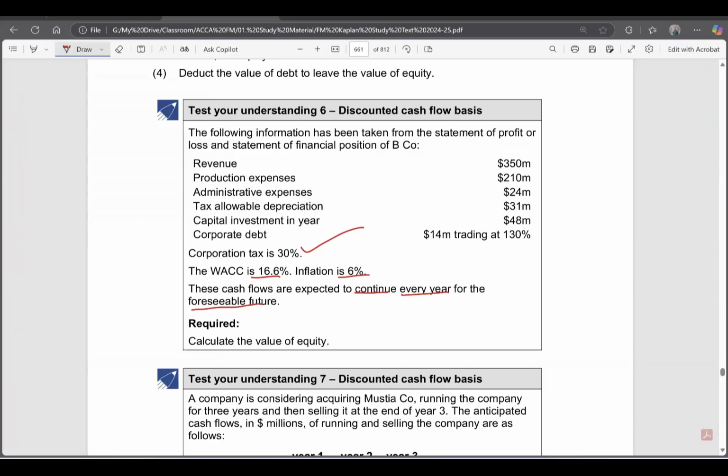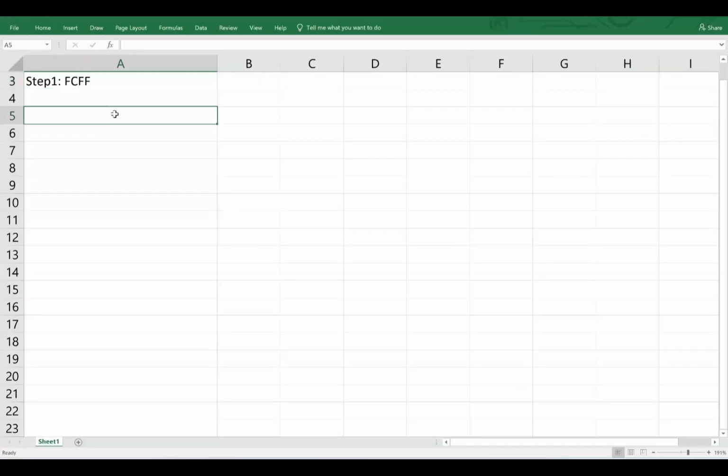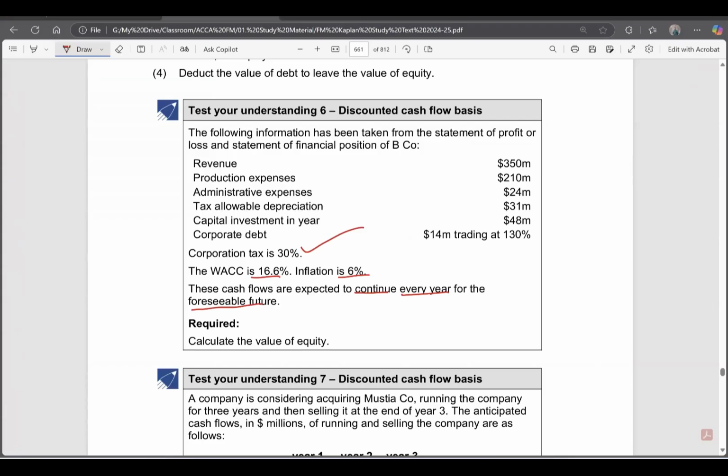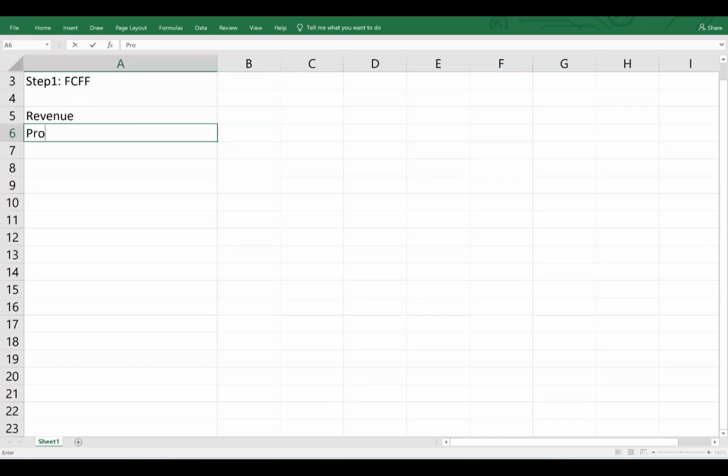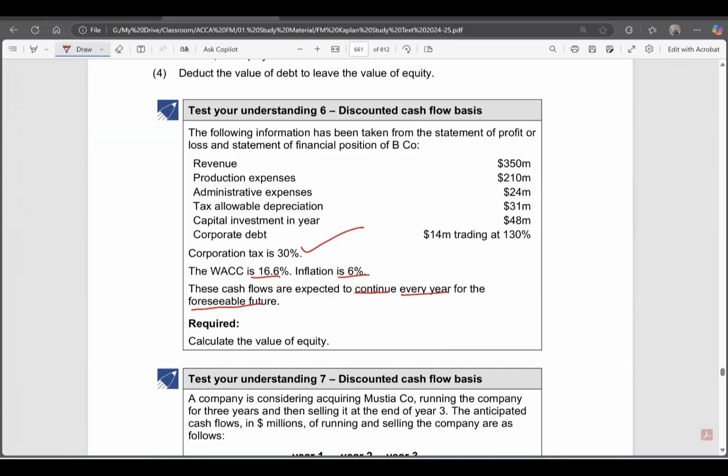Okay, so how we will find? Take all the cash flows, revenues, assuming they haven't mentioned that. So assuming these revenues are cash revenues, production expenses, administration expenses, so I will take all of them. Okay, so I will take revenue, production expenses, and administration expenses. $1 million.